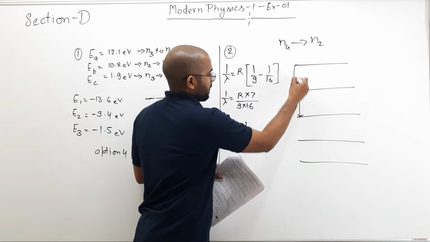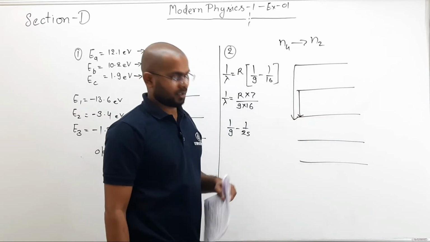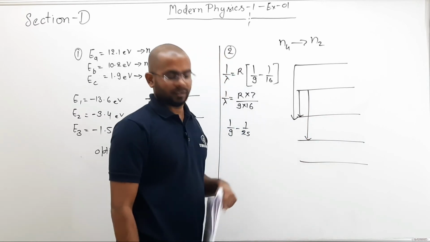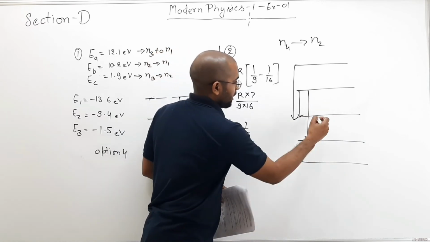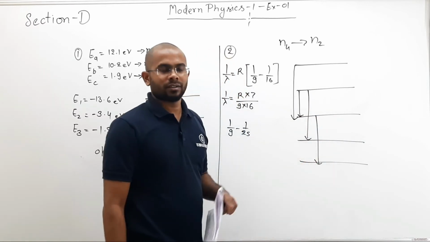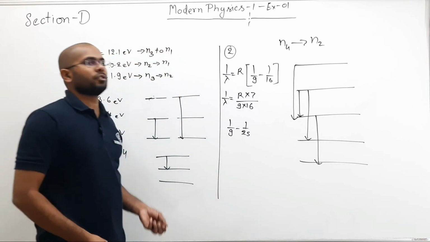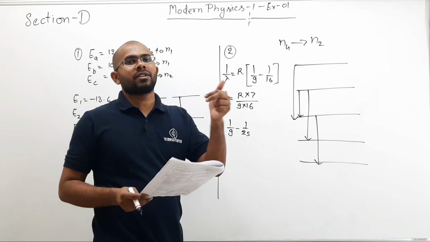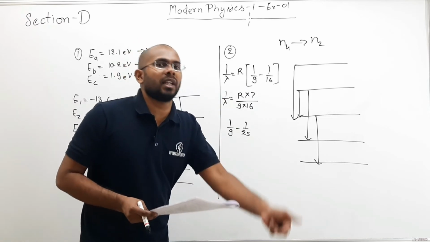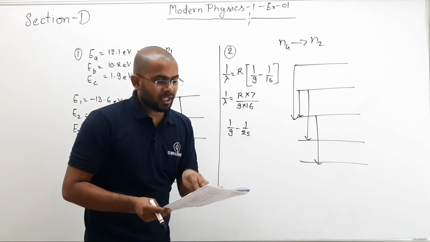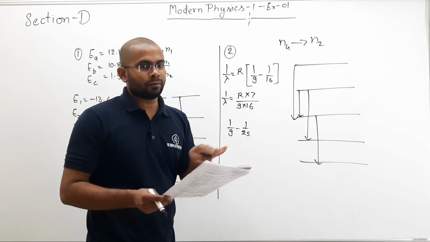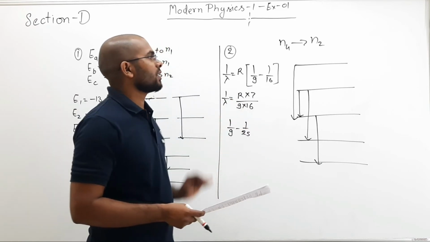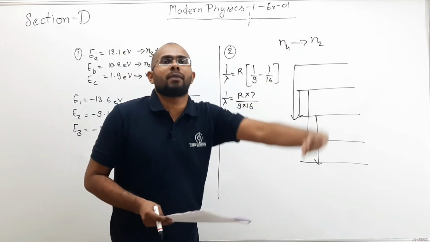5 to 3 will be even higher energy. 4 to 2 will have higher energy. 3 to 1 will have higher energy. So none of the given choices, that is, if n equals 4 to n equals 3 I am jumping and that is a visible region, then none of the given options, that is n5 to n3, n4 to n2, n3 to n1, all these 3 options will produce even higher amount of energy.